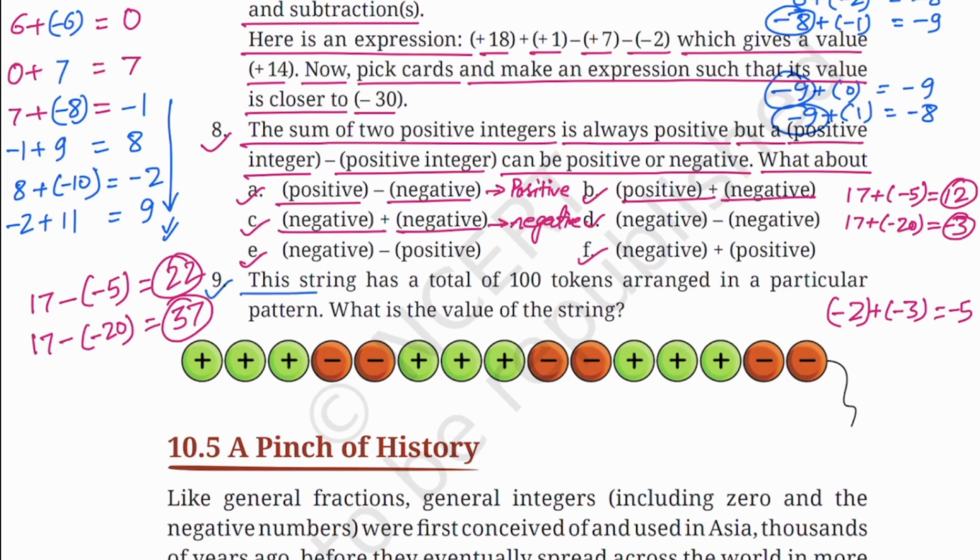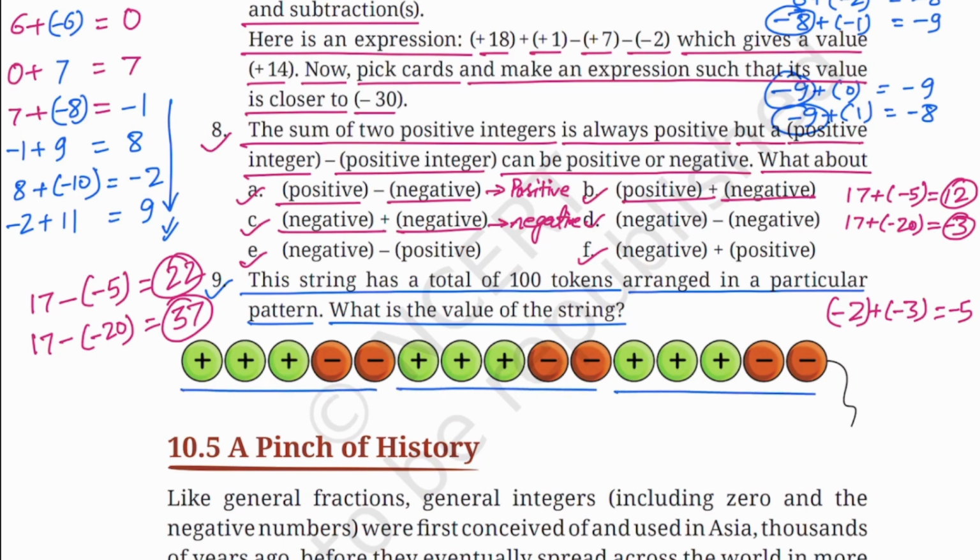9. This string has a total of 100 tokens arranged in a particular pattern. What is the value of the string? You can see these groups of 5 tokens are repeating. That means 100 divided by 5, there will be 20 such groups.